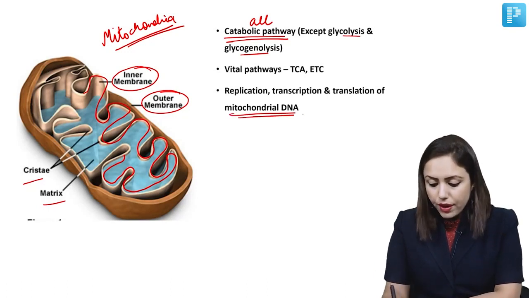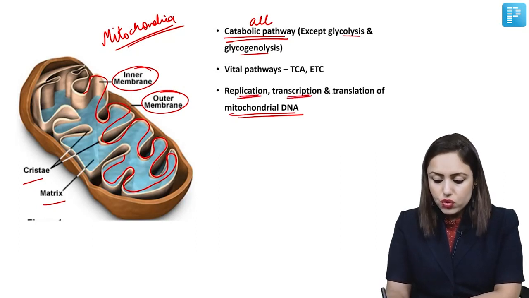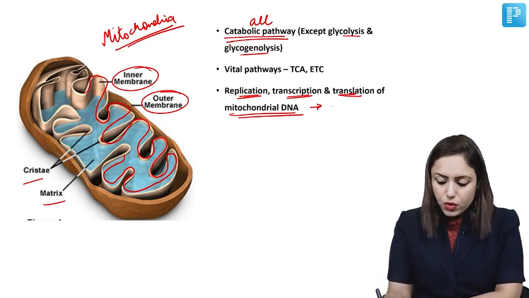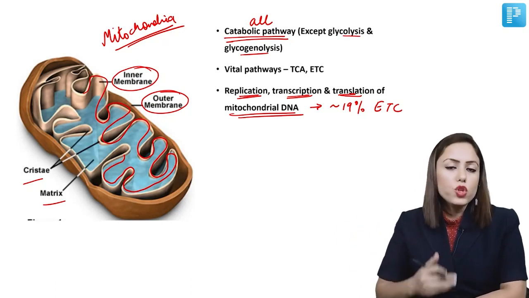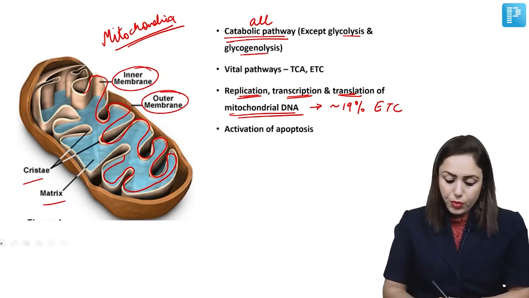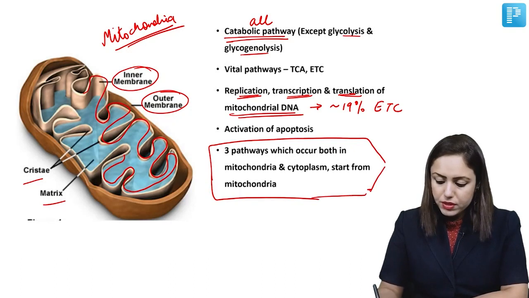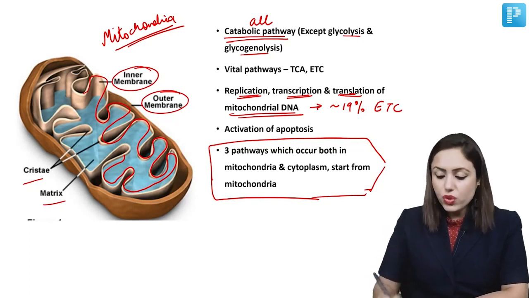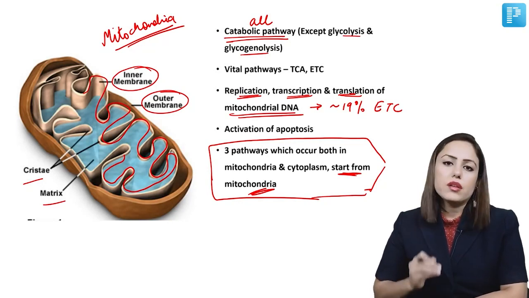Then mitochondria has its own DNA. So that DNA can undergo replication, transcription and translation. And mitochondrial DNA is responsible for the formation of approximately 10% of the proteins of ETC. The remaining 90% will be coming from nuclear DNA only. Then activation of apoptosis occurs in mitochondria, and you should also learn that there are three pathways which occur both in mitochondria and cytoplasm, and all three start from mitochondria. Okay, so the first step of these three pathways occurs in mitochondria.